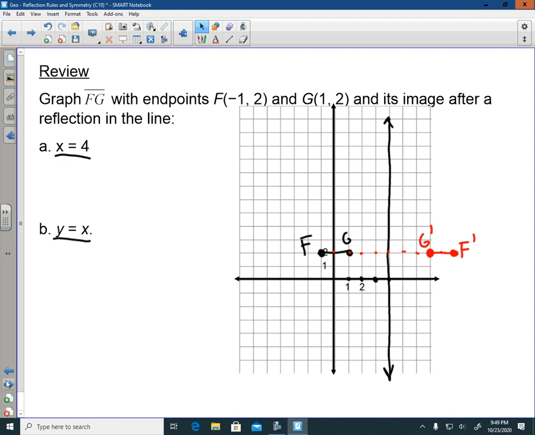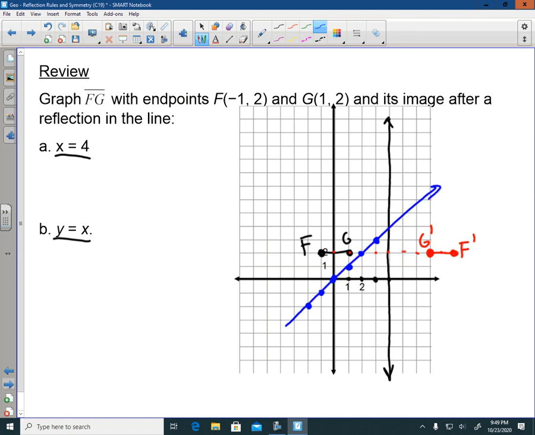Well, here's where things run into trouble. When we look at the line y equals x, which is a line where every coordinate point has the exact same value, so things like 0, 0, 1, 1, 2, 2, 3, 3, -1, -1, -2, -2, that's a line.